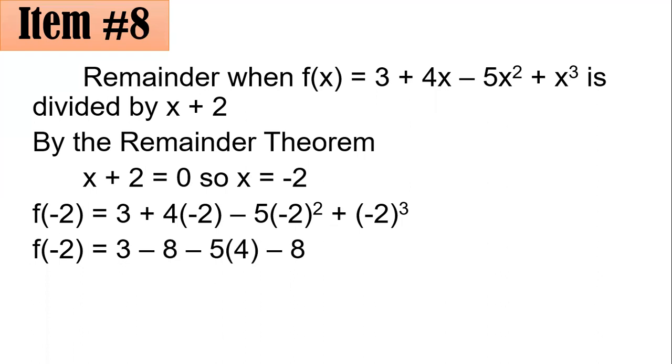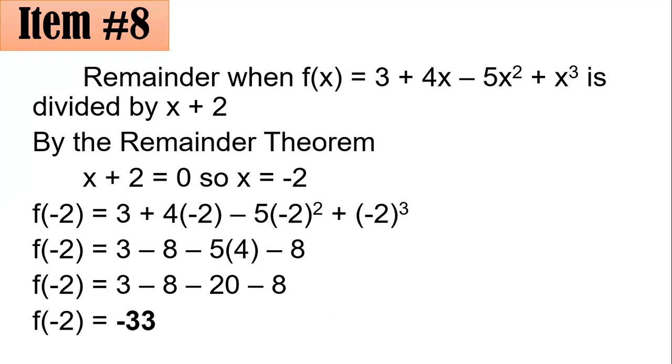Simplifying gives us 3 minus 8 because of this. This is negative 5 times, negative 2 squared, which is 4. And negative 2 quantity cubed is negative 8. Simplifying further gives 3 minus 8 minus 20 minus 8. And when simplified, gives us negative 33. Hence, letter D is the correct answer.